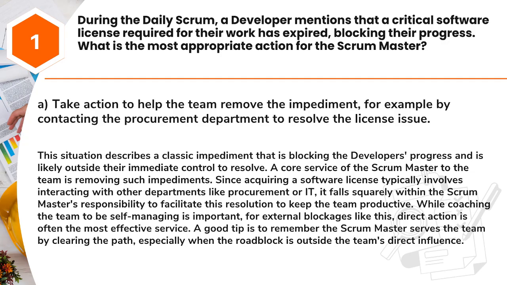immediate control to resolve. A core service of the Scrum Master to the team is removing such impediments. Since acquiring a software license typically involves interacting with other departments like procurement or IT, it falls squarely within the Scrum Master's responsibility to facilitate this resolution to keep the team productive. While coaching the team to be self-managing is important, for external blockages like this, direct action is often the most effective service. A good tip is to remember the Scrum Master serves the team by clearing the path, especially when the roadblock is outside the team's direct influence.